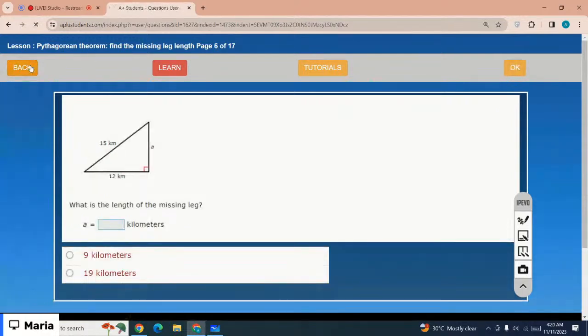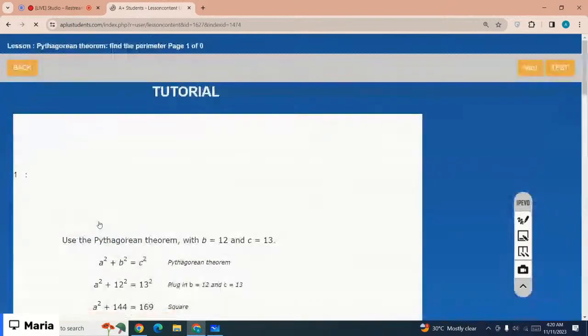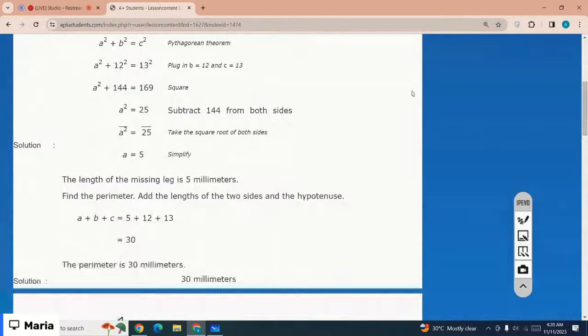And the next lesson is Pythagorean theorem, find the perimeter, right? Let's just start with the lesson. Okay, so you have to find the perimeter of the triangle, right? What is the perimeter? Perimeter means the total length around the closed lines. For the perimeter, you have to add all the side lengths, right?